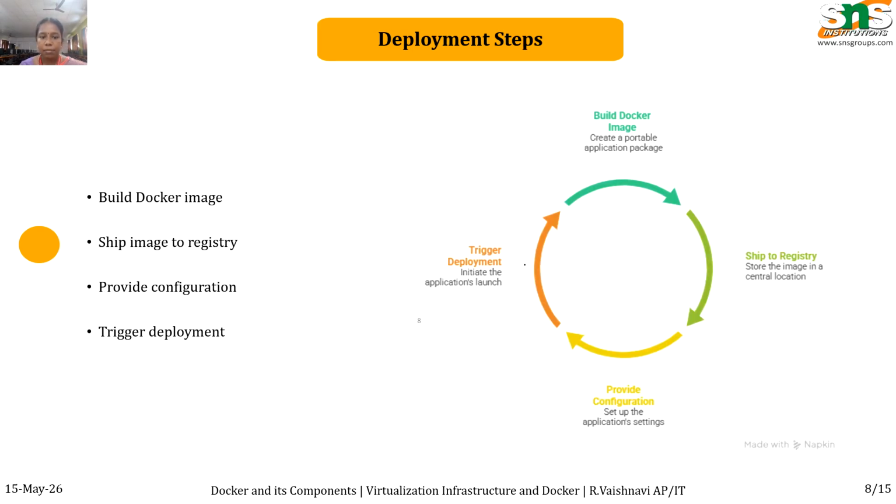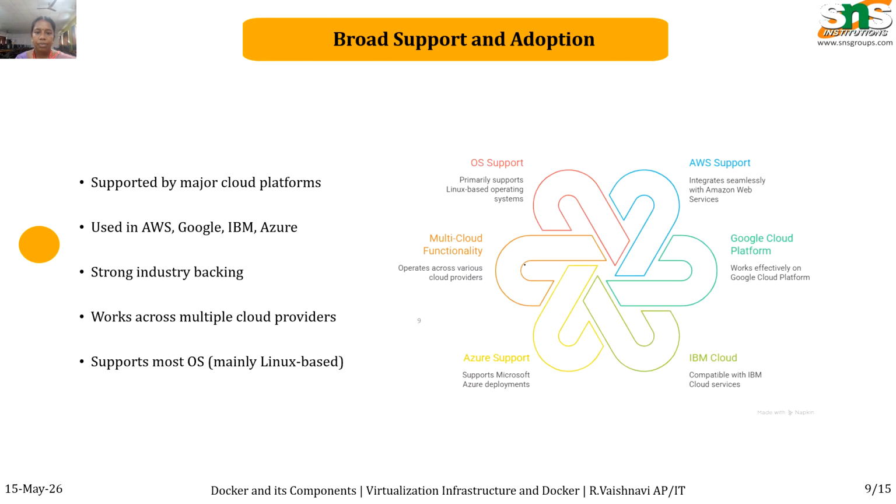Here we have the deployment steps. First one is to build the Docker image. Here we create portable application packages, and then the second step will be to trigger a deployment. Here it initiates the application launch, and then it provides the configuration. Here it will set up the application settings, and finally it is shipped to the registry, that is, it stores the image in a central location.